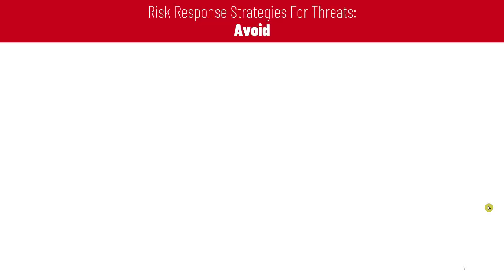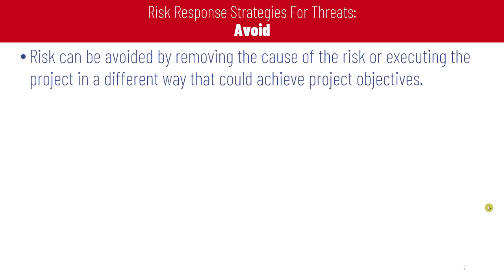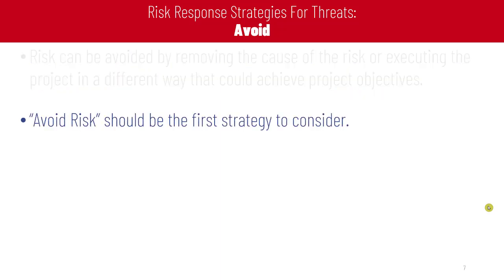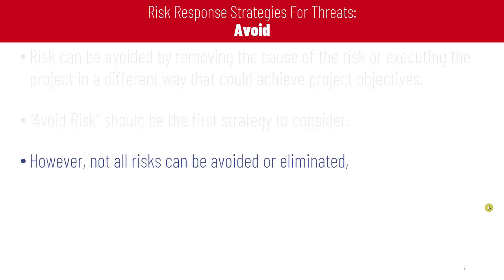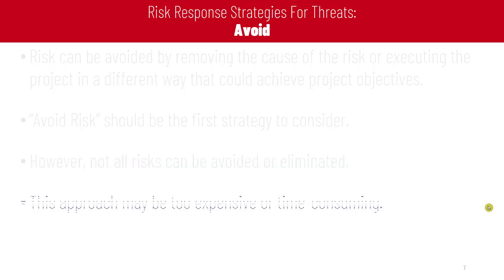First one is avoid. Risk can be avoided by removing the cause of the risk or executing the project in a different way that could achieve project objective. Avoiding risk should be the first strategy to consider. First, we should consider avoiding the risk completely. However, not all risk can be avoided or eliminated. That's why we can go to the other risk response strategies. This approach may be too expensive or time consuming to avoid. That means that to avoid the risk completely, this could consume a lot of cost and a lot of time.